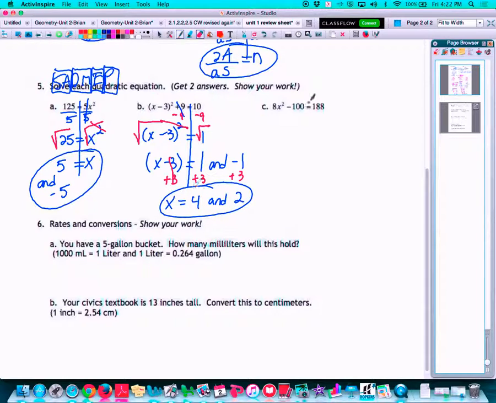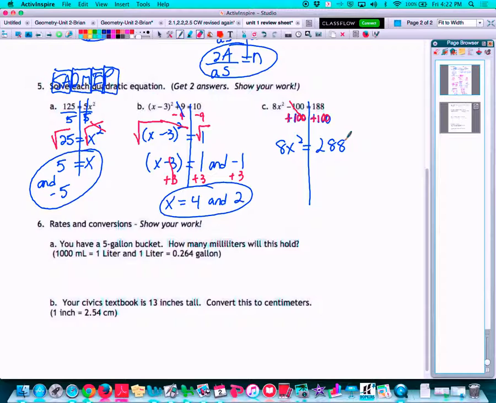Part C, same process. Undo any subtracting or adding first. So we will add 100 to both sides. All right, that cancels that out. Let's see, I'll do that in red here, let you guys catch up. I know I'm going through this a little faster, but we have done these problems before, so this is a quicker review. Hopefully you'll have time to still work on the test. 188 plus 100 is 288.